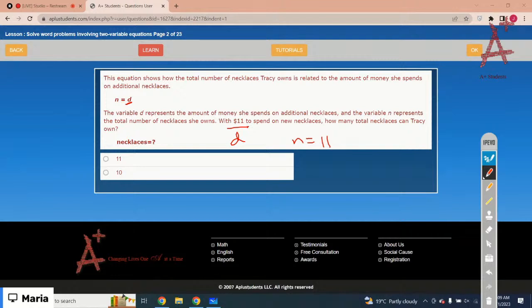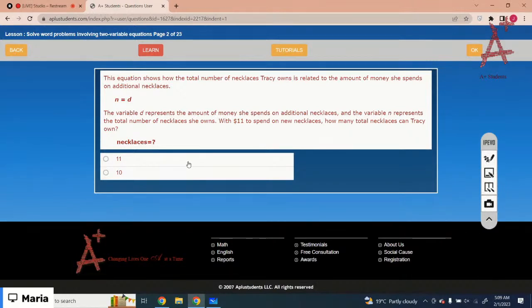So the correct option is 11. Just select the correct option and click on the OK button. Okay.